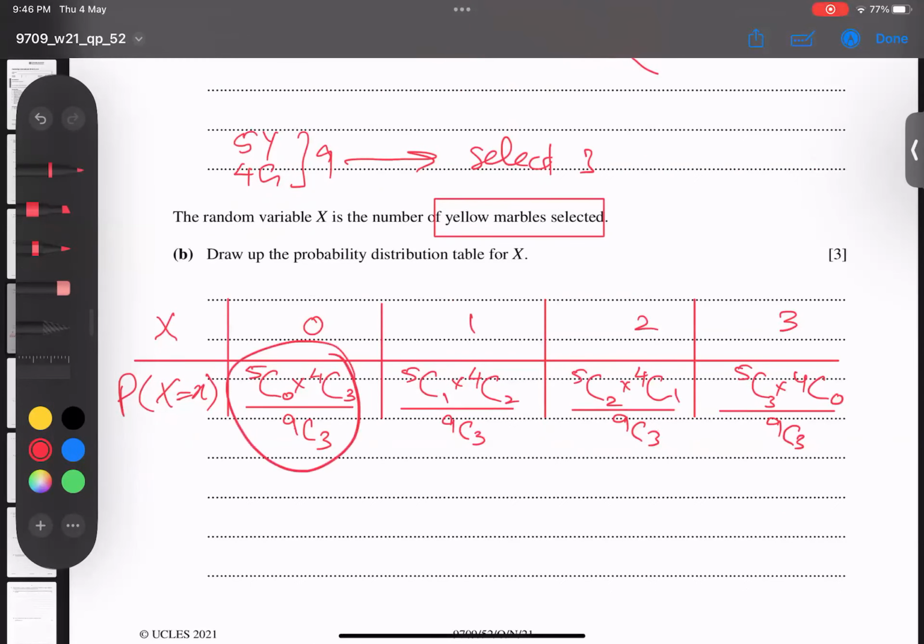And if I type this in the calculator, what answer is coming? 5C0 is 1, 4C3 is 4, and this is coming 27. This is coming 1, 4C1. Let me check: 9C3, sorry, is 84. So 4 over 84.